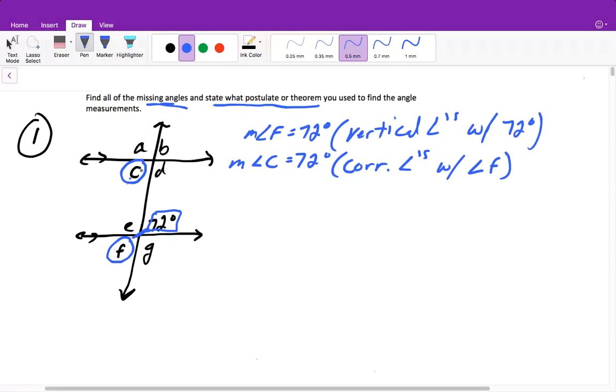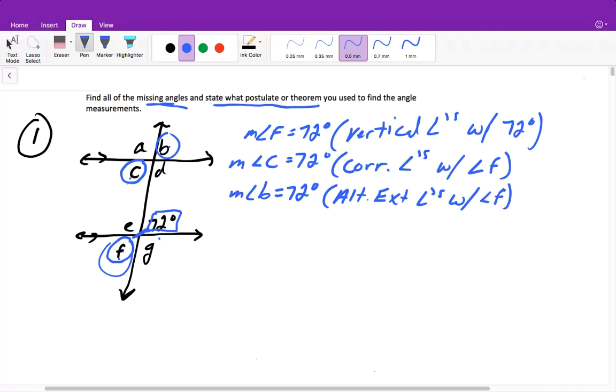All right, then once I know this angle F, I can also solve for angle B, and you can solve for the measurement of angle B in a bunch of different ways. I'm going to say it's 72 degrees, and I'm just going to go ahead and say that it is alternate exterior angles, because these are both on the outside of the two parallel lines, B and F, and they're on opposite sides of the transversal, so with angle F. I'm only doing this just to go over different ways. You could say that it's vertical with angle C. You could say it's corresponding with the angle 72. There is not just one answer for this. And the same thing with angle C. You could have said alternate interior.